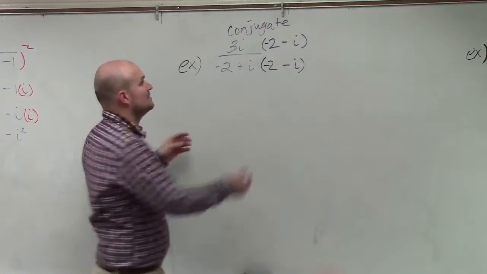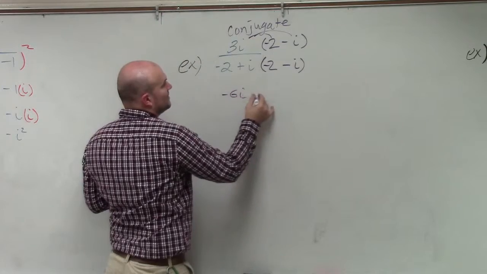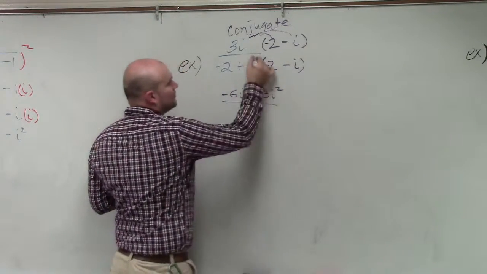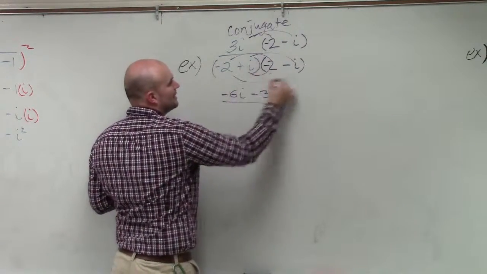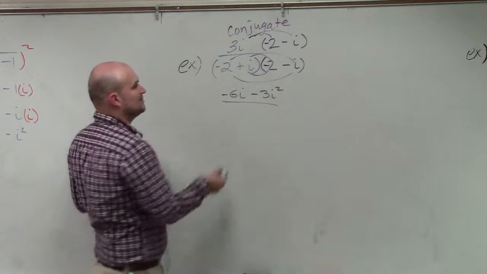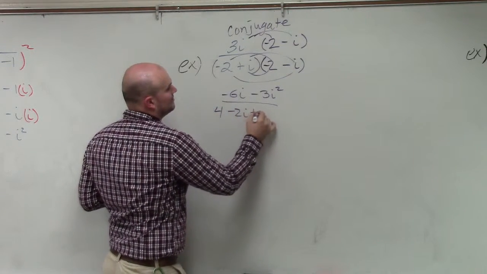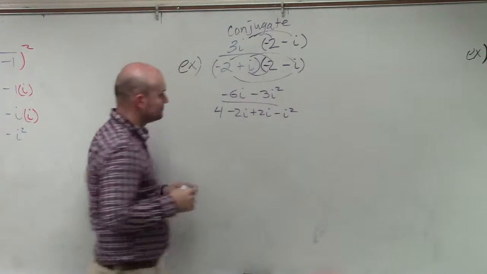Now let's see what happens. Here we have to apply the distributive property. So I get a negative 6i minus 3i squared. On the bottom, we have to apply FOIL. So we multiply first, outer, inner, and last. I'll multiply this out again just to make sure we have no problems. So that becomes a positive 4, negative 2i, plus 2i. And then this becomes a negative i squared.